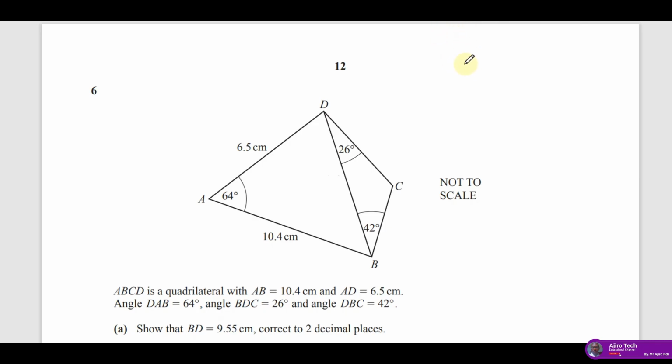Now, number 6. We want to show that line BD is 9.5, correct to 2 d.p. So we want to show that this line DB is 9.5. To do that, we'll solve for this. It is in a triangle that has 2 sides given and 1 angle given. The line we're solving for is opposite the given angle.